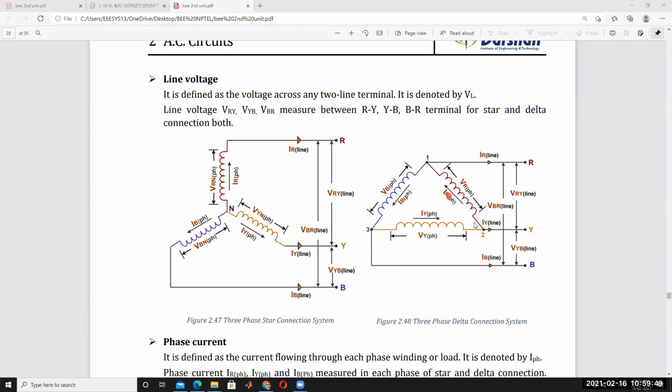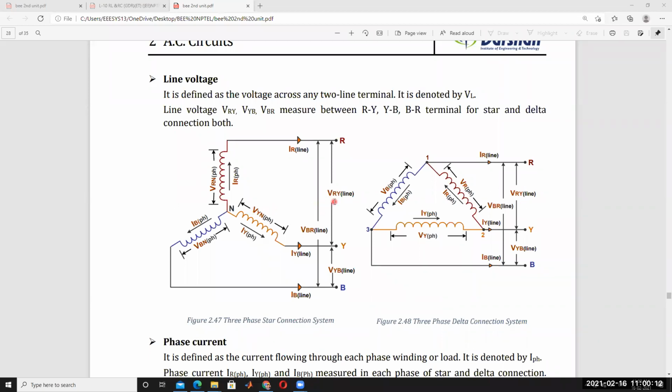Here also phase voltage is equal to the line voltage in a delta connected system. In between these two also, similarly in between these two also, RB. So R is connected here, B is connected here. That is called VRB. The line voltages are equal to the phase voltages. Is it clear? So that is understood from the voltage point of view.